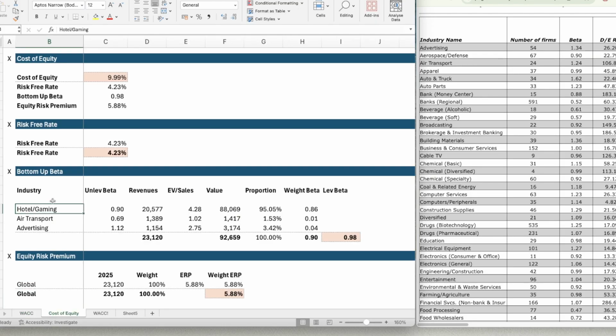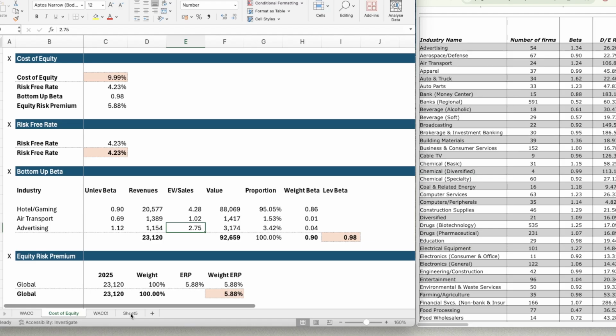So as you can see, I've broken it down into three different segments: hotel gaming, air transport, and advertising. Obviously, the hotel bookings is the largest segment, and the other two are fairly small in relation, but they still matter, and they have very different valuations for each of those segments.